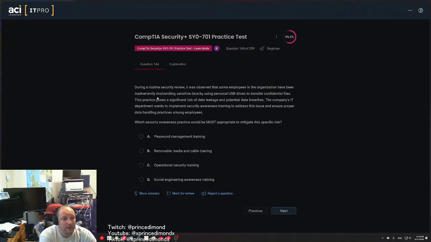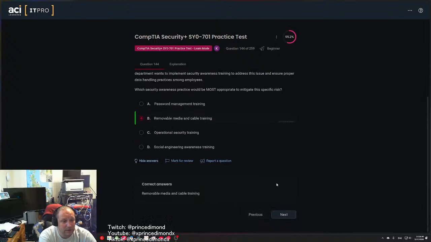Let's see here. We've got 6 more left, and then I think we're going to wrap it up here for a little bit. During a routine security review, it was observed that some employees in the organization have inadvertently mishandled data by using personal USB drives to transfer files. This poses significant risk of data leakage. The company's IT department wants to implement security awareness training to address this issue of proper data handling. Which security awareness practice would be best? This is going to be removable media and cable training. More than likely, yeah.